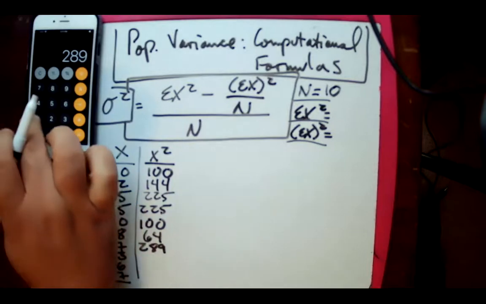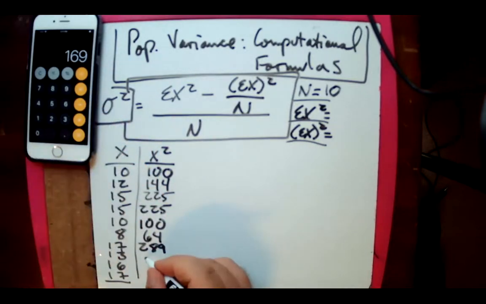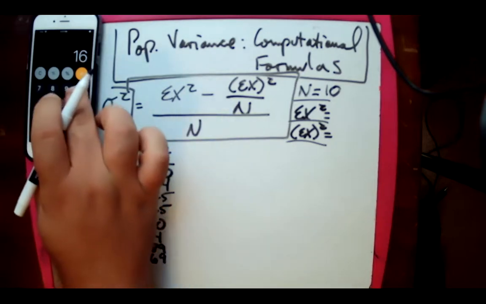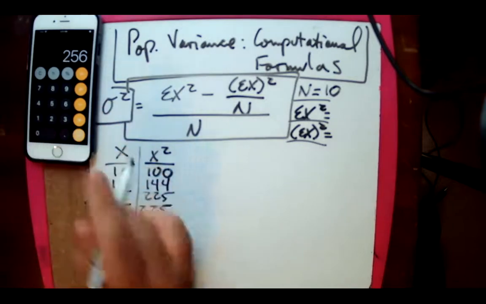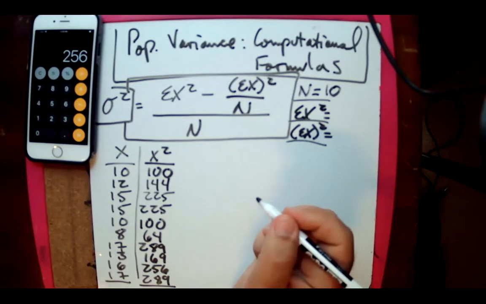All right, what about 13? 13 times 13 is 169. And 16 squared, 16 times 16 gives us 256. And 17 we already did, and we know that comes out to 289. There we go. So now all of our numbers are squared.